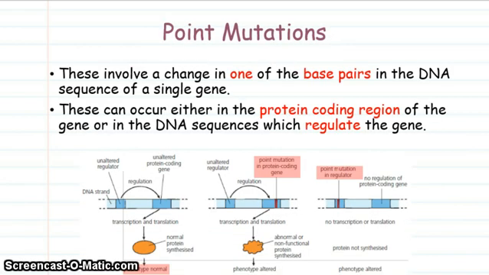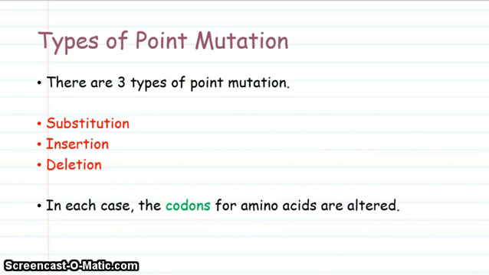So if we begin to look at the different types of mutations themselves, if we start with point mutations, which are basically changes in a single base pair in the DNA for a single gene. Now that could either result in a change in the protein coding region or the part of the gene that regulates the transcription of that protein coding region. There are three types of point mutations: substitution, insertion, or deletion. And in each case, as we'll see, it's the codons for the amino acids which are altered as a result.